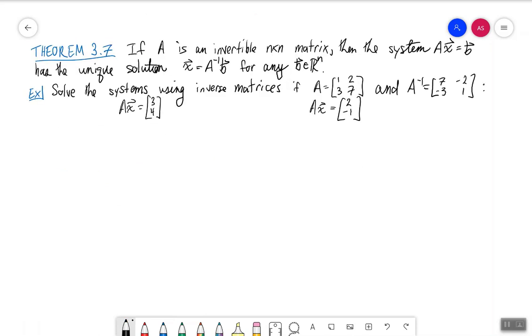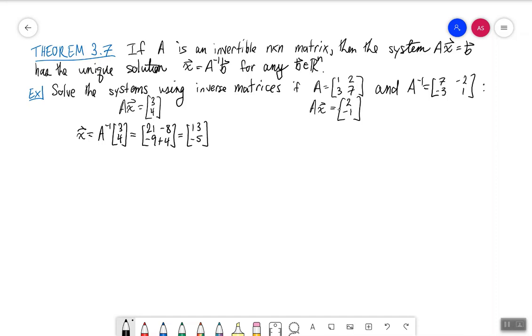Solve the systems using inverse matrices if A is 1, 2, 3, 7, and A inverse is 7, minus 2, minus 3, 1. And we have these two systems here. So let's start by solving the system on the left. We know from the theorem that our solution is X equals A inverse times 3, 4, which, when we multiply it out, is 21 minus 8, negative 9 plus 4, which is 13 minus 5.